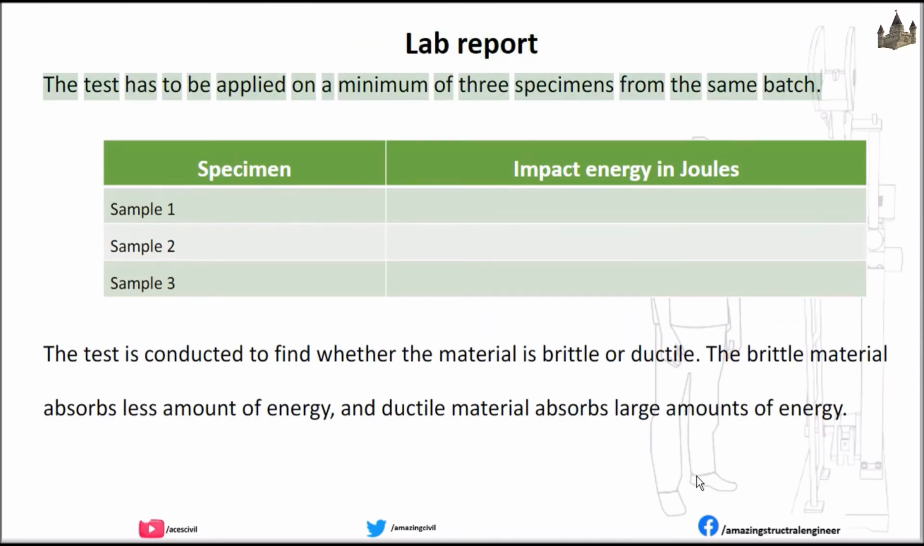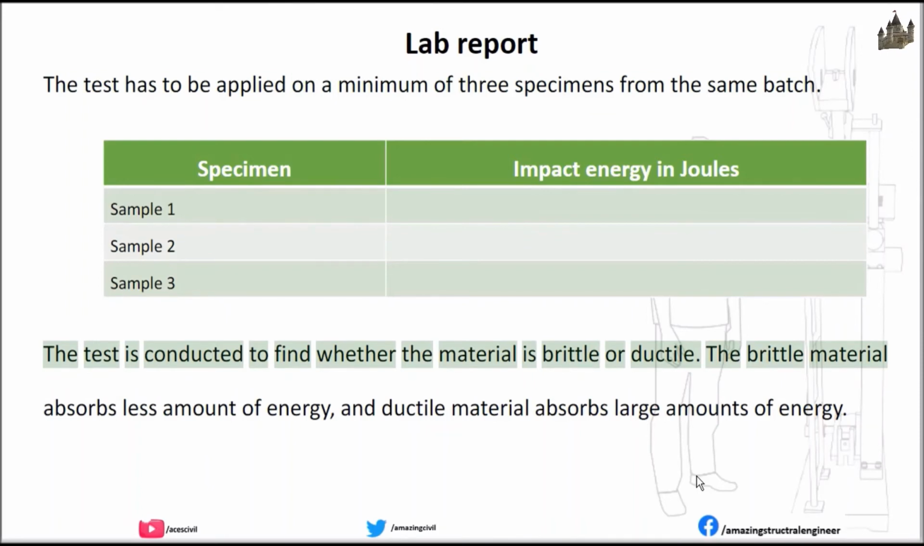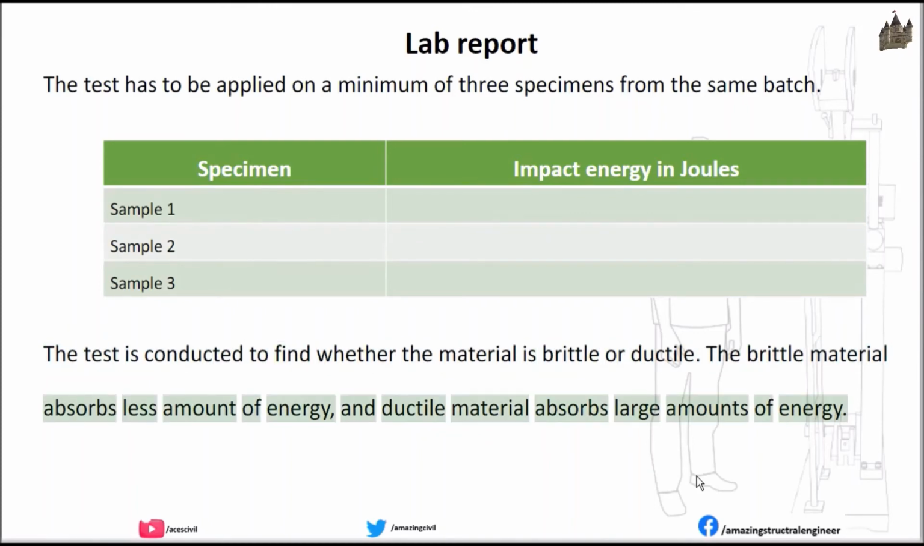Lab report. The test has to be applied on a minimum of 3 specimens from the same batch. The test is conducted to find whether the material is brittle or ductile. The brittle material absorbs less energy, and ductile material absorbs large amounts of energy. Specimen, impact energy in joules: Sample 1, Sample 2, Sample 3.